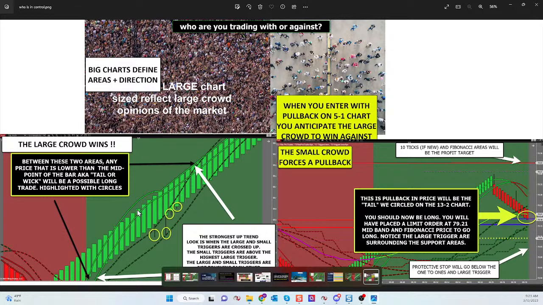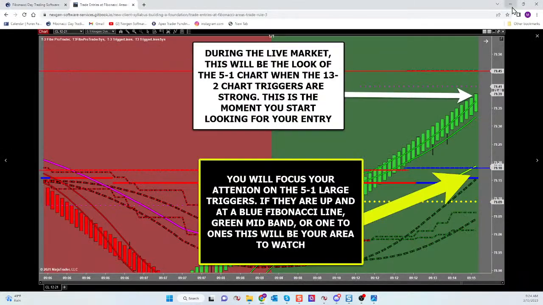And the reason we use these two charts is your large chart's what the big crowd is thinking, right? The big crowd says that we have momentum. The big crowd says that there's nothing in the way. The small crowd, this little group of yahoos here, is going to fight trend and momentum and give us the absolute perfect entry. And we're going to use a limit order to buy or sell a pullback at an area inside of favorable large triggers.